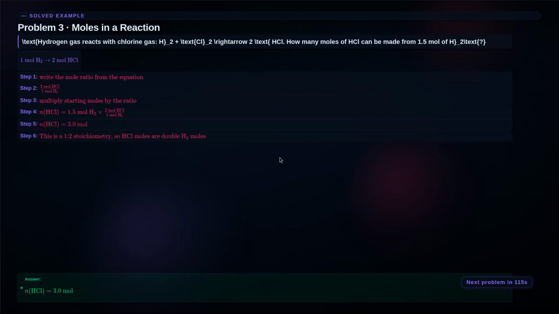Problem 3. How many moles of gas occupy 11.2 liters at standard temperature and pressure? Step 1. Recall that 1 mole of an ideal gas at STP occupies 22.4 liters. Step 2. Write the conversion factor. 11.2 liters times 1 mole divided by 22.4 liters. Step 3. Cancel the units of liters. 11.2 divided by 22.4 equals 0.5. Step 4. State the answer. 0.5 moles. Final answer. 11.2 liters of an ideal gas at STP corresponds to 0.5 moles of gas.